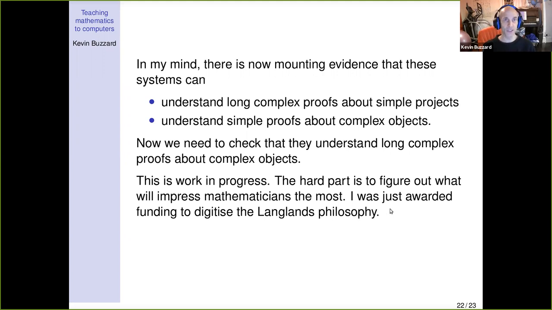But fortunately, 2 weeks ago, I just got funding to digitize the Langlands philosophy, which is a very serious part of modern pure mathematics. I'm not entirely sure what we're going to do here, but I'm going to have a postdoc working full time on doing serious mathematics in Lean. I'll teach them Lean, they'll know the mathematics. And again, we're just going to make new things. The natural number game is a little toy. We're going to make some more things.